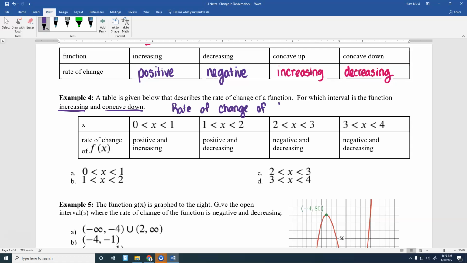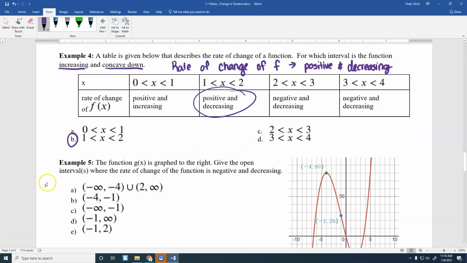If our function is increasing, what's it tell us about our rate of change? Positive. And if we're concave down, we'll be decreasing. So we're just looking for positive and decreasing here. Positive and decreasing only happens right here. 1 to 2 is your answer for that. So you got to be really careful whenever it's asking you about the function, but it's giving you the rate of change. Okay?